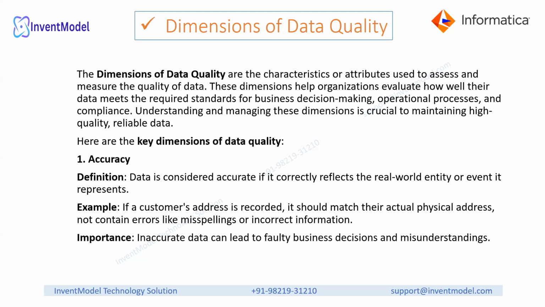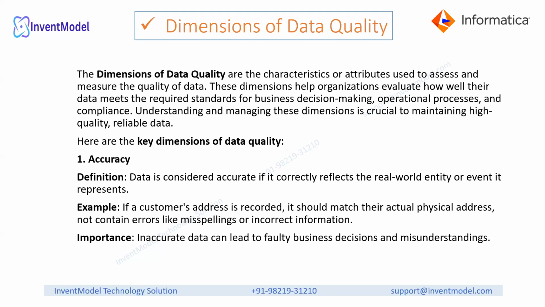So data is considered accurate if it correctly reflects the real world entity or event it represents. For example, if a customer address is recorded or stored, it should match their actual physical address, not contain errors like misspelling or incorrect information. So suppose we are recording the address of some of our customers, we have to make sure that the address information is correct.